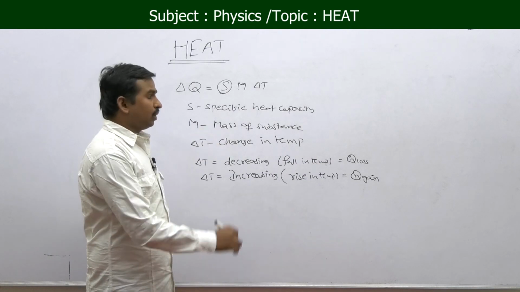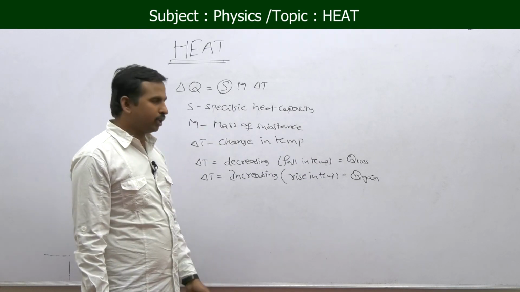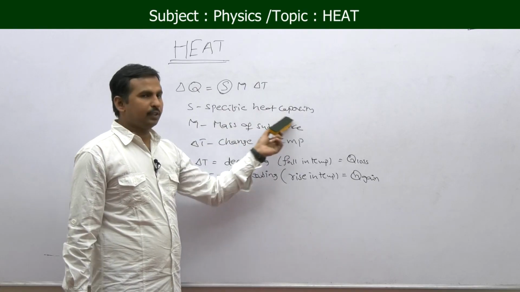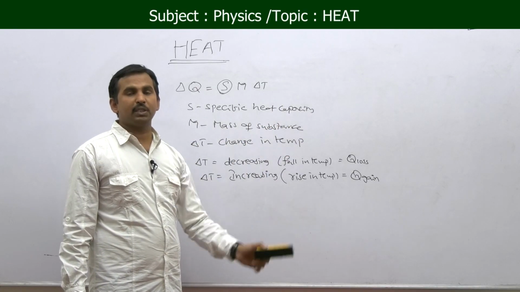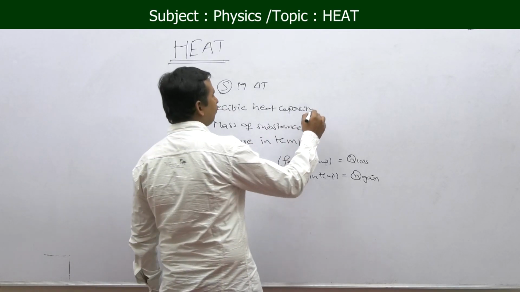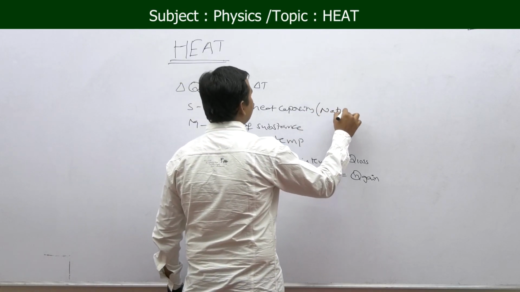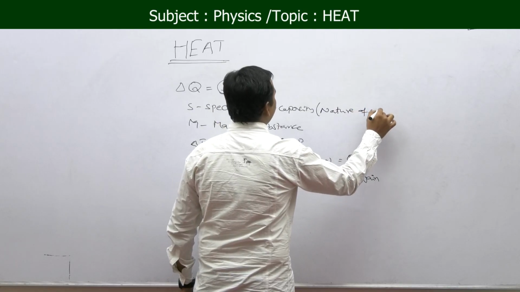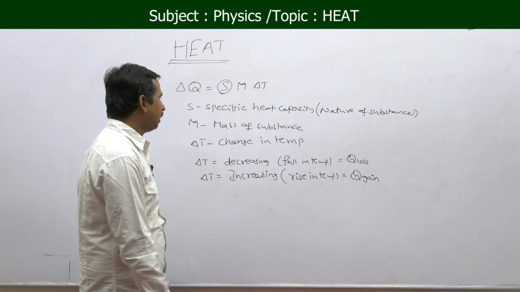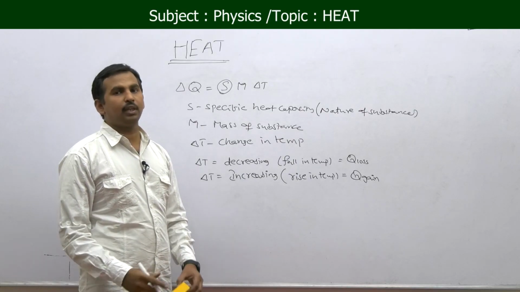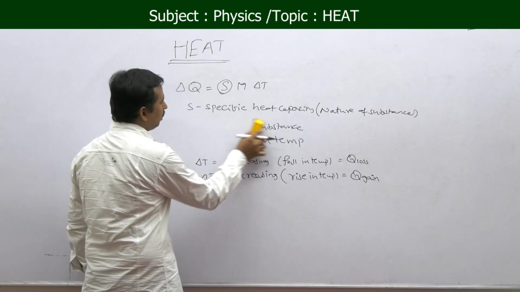Now we got a new physical quantity which is called specific heat capacity. Now we will see the importance of this specific heat capacity, which depends on the nature of the substance. For different substances, we have different specific heats, where S means specific heat capacity.